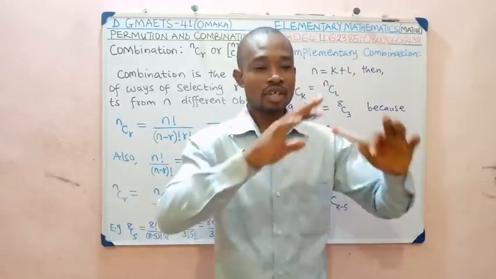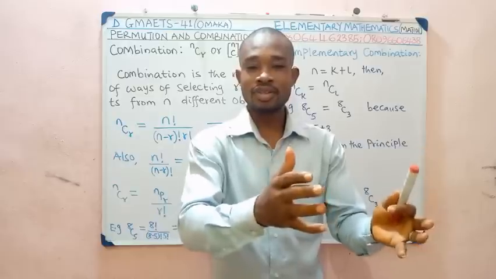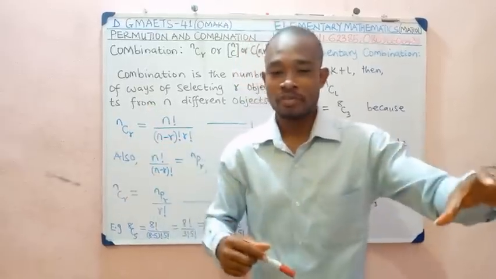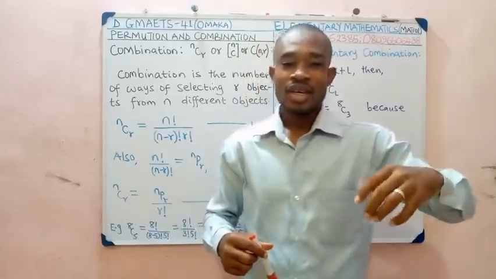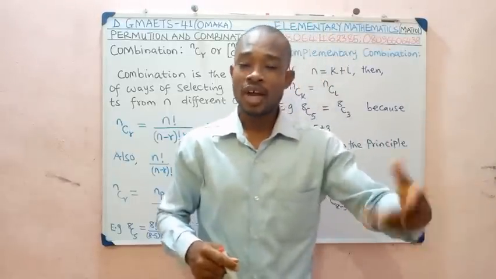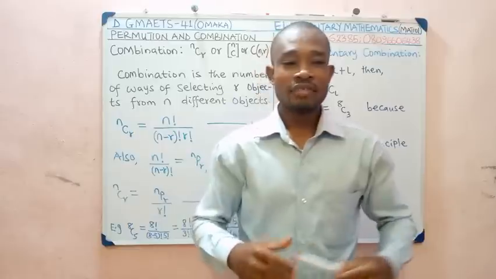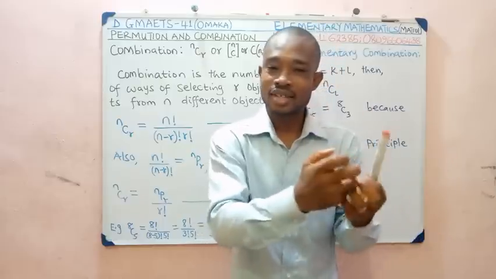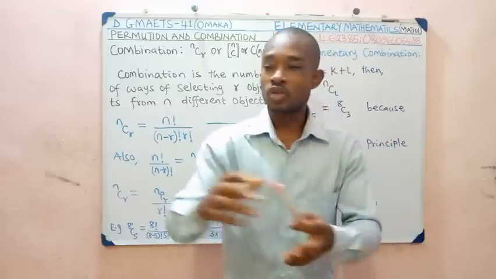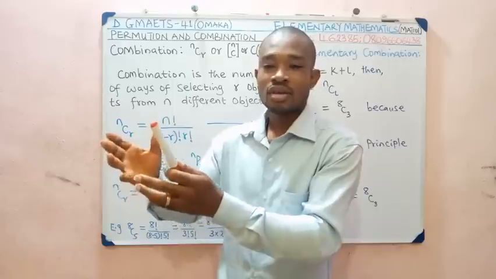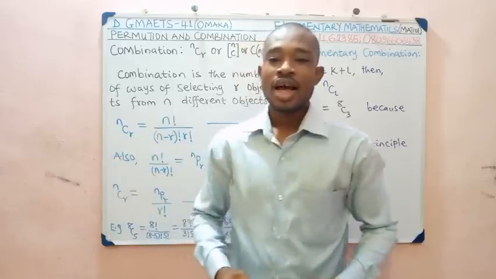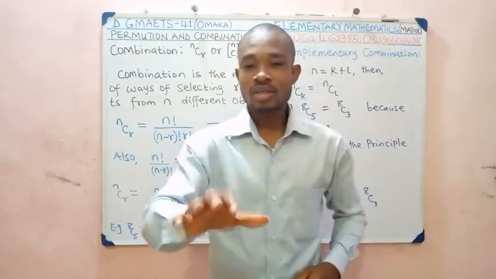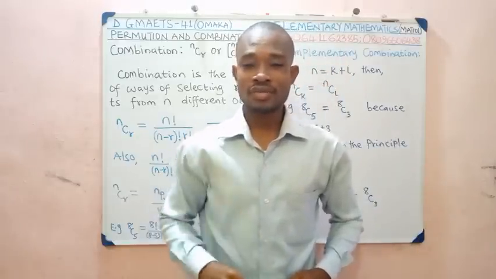Just imagine that you have a group of people, and then you are to form a committee from this group of people. In this group of people, we have males, we have females. Out of these males and females in this group, you are expected to select some males, some females to form this committee. How can you go about your selection? That is what combination deals with.